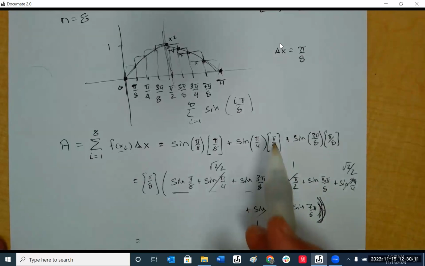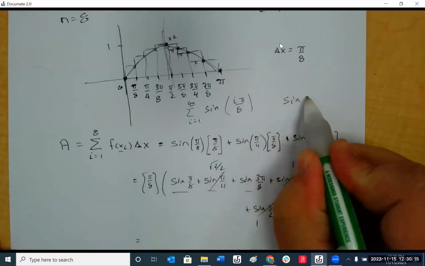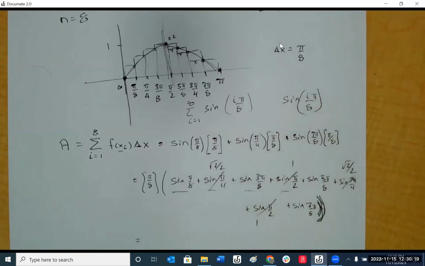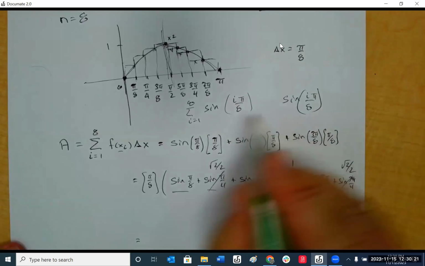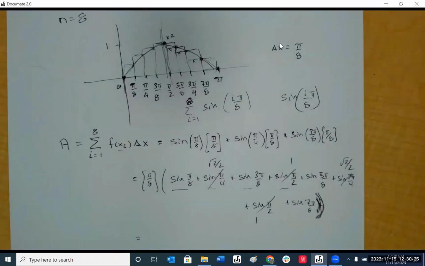Which is doable. I mean, you can use a summation. Just use the sine of i pi over 8 as your function, and i goes from 1 to 8. Yeah, we try.